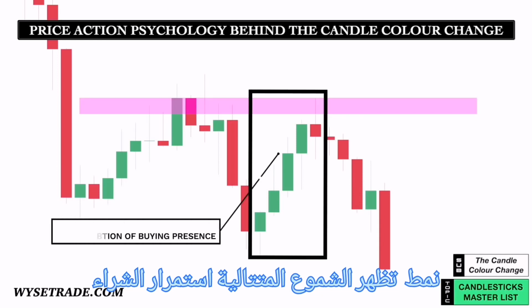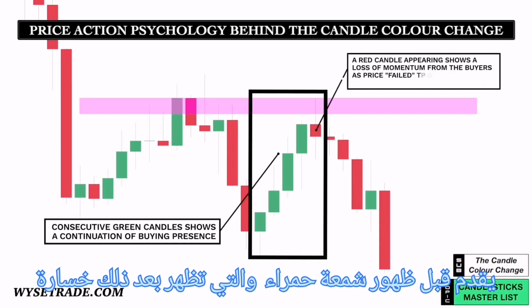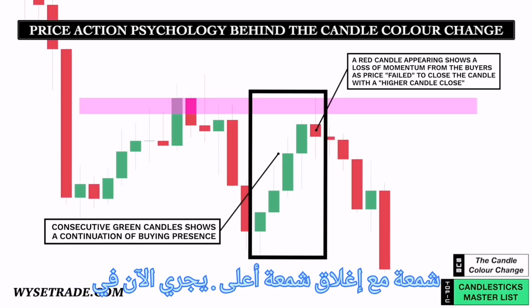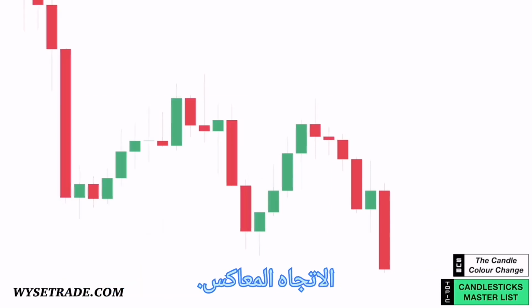The consecutive green candles show a continuation of buying presence before a red candle appears, which then shows a loss of momentum from the buyers as price failed to close the candle with a higher candle close. Now going in the opposite direction.